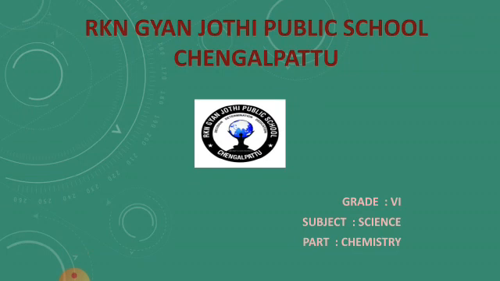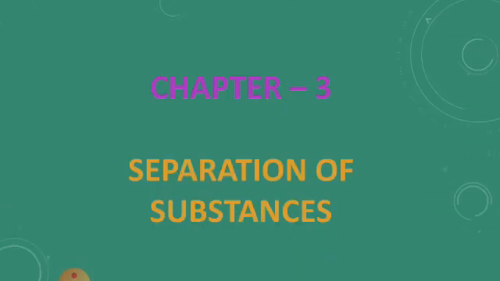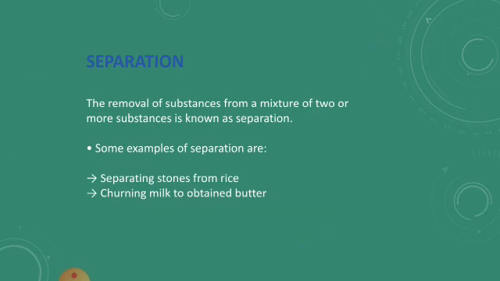Today I will take the science class for 6th standard. Today's portion is chapter 3, separation of substances. Separation: the removal of substances from a mixture of two or more substances is known as separation. Some examples of separation are separating stones from rice, churning milk to obtain butter.